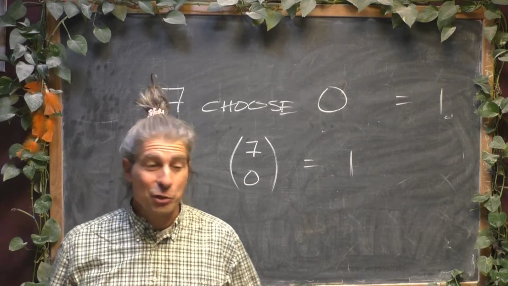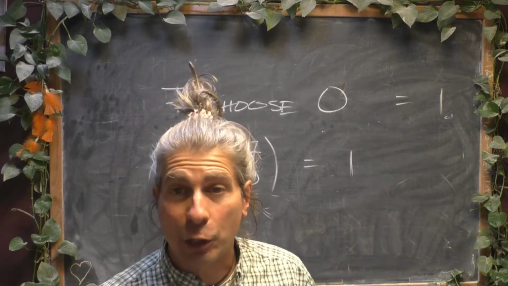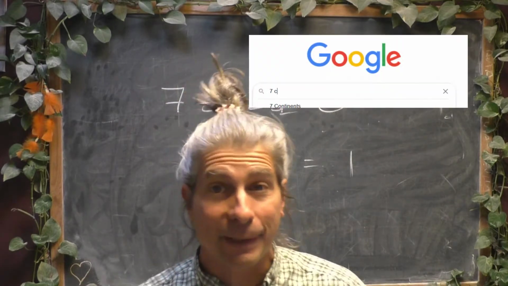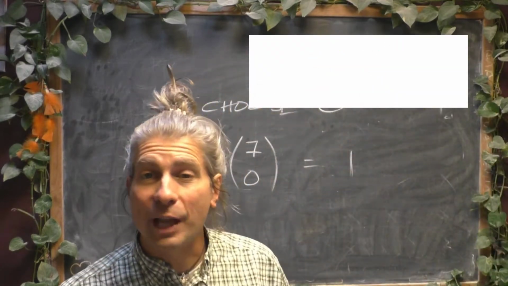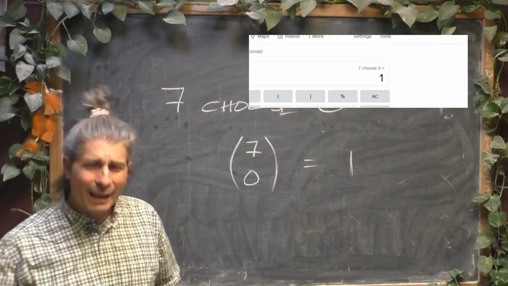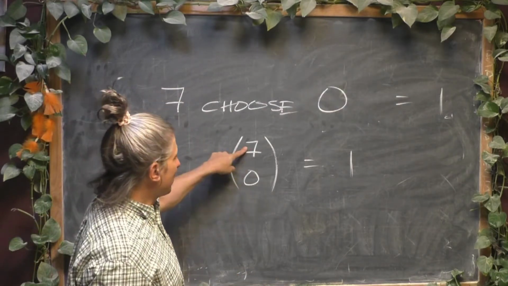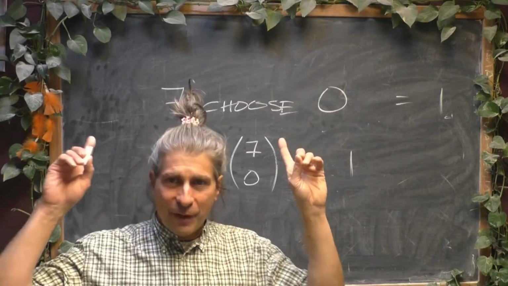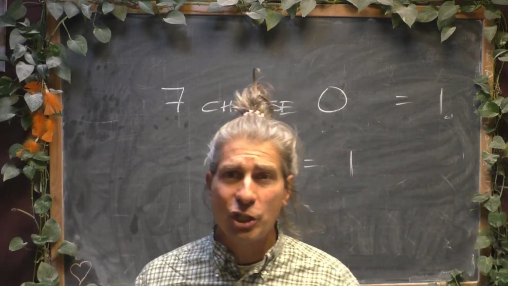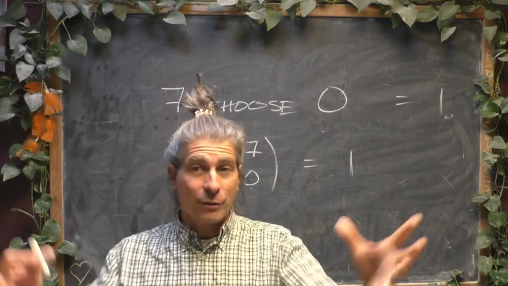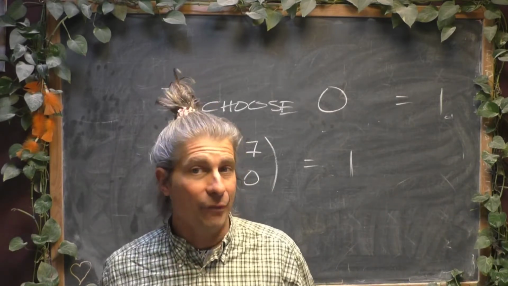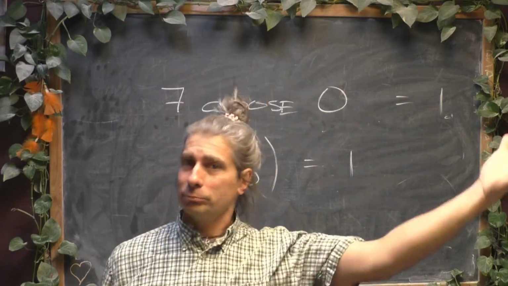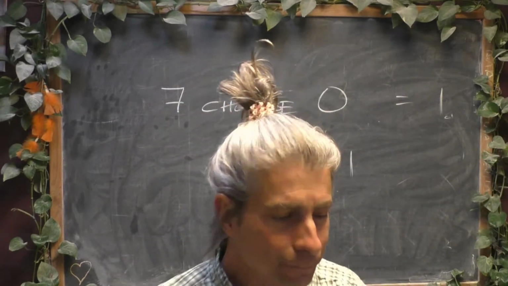And what's so cool is you can type either of these things directly into Google. I'm going to go with the verbal one here, because the verbal one actually is much, much easier to type into Google. And there you go. Google tells you it's equal to 1. As a matter of fact, any number choose 0 is equal to 1. Because it doesn't matter if you have 7 chicks, 70 chicks, 1 chick, 1,000,000 chicks. If you're not going to choose any of them, then there's only one way to do it. Don't choose them. Hopefully that makes sense kind of theoretically.